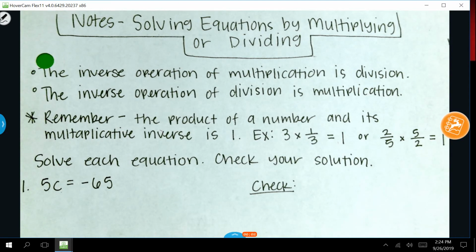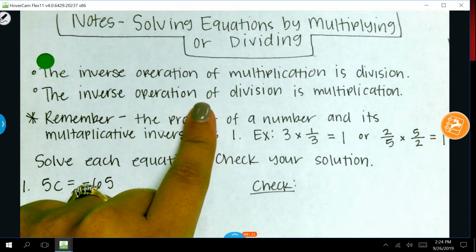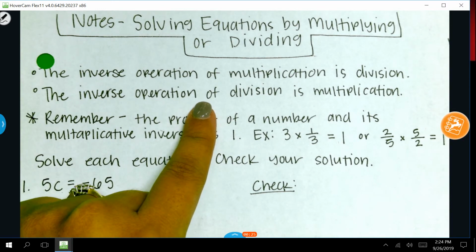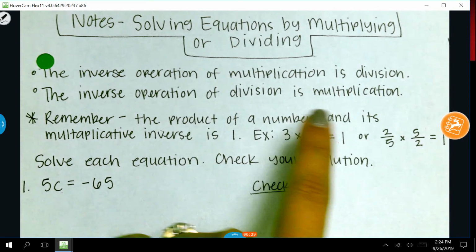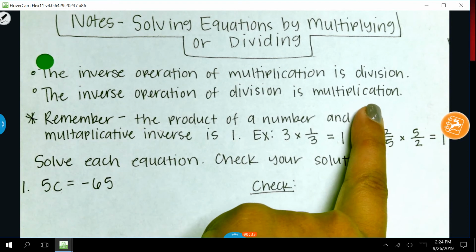Alright, so we're multiplying and dividing one-step equations today. Nothing is really different other than the fact that you're multiplying or dividing instead of adding and subtracting. We're still using that inverse operation. If it's giving me a multiplication problem, in order to solve, I'm using the inverse, which would be division. The inverse of division is multiplication. So you're still doing that opposite operation, the inverse operation, okay?